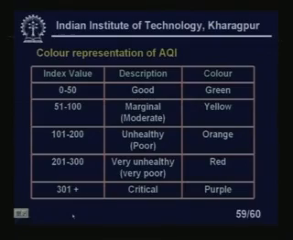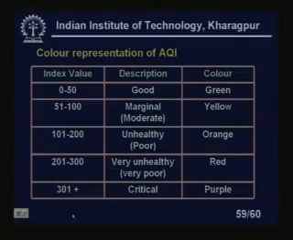Then 101 to 200 is unhealthy, poor, which is orange. Then 201 to 300 AQI value, very unhealthy, very poor, is considered red. Red always means alert. And 301 plus is critical. That means there is no more consumption possible for human beings or any living animals. These are the things we considered in what we mean by AQI.